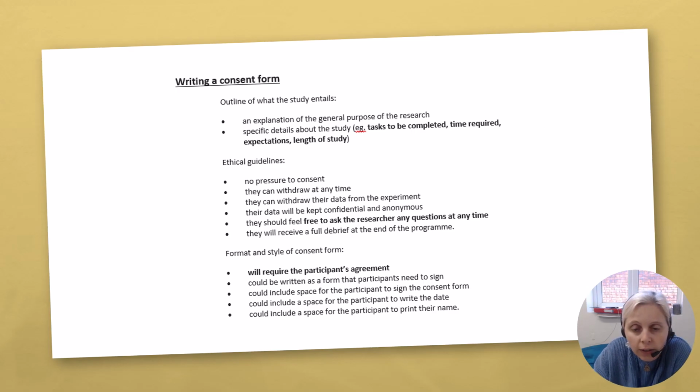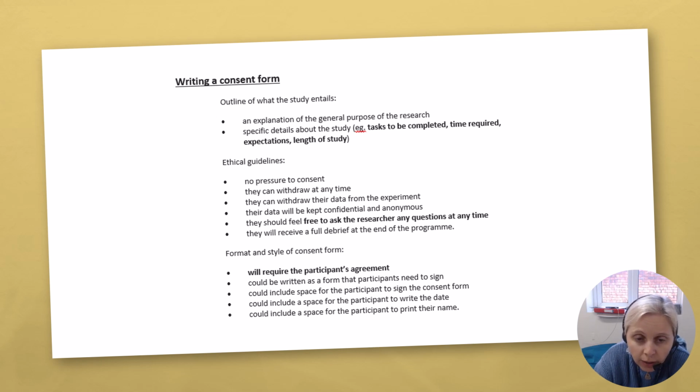This is just an example of a checklist of what you want to include if you're writing a consent form. Obviously, the general purpose of the research, all the details that participants would want to know. You have to think, if I were to take part in a study, what would I want to know? I want to know how long it is, what tasks I have to do, if there's going to be anything embarrassing, what to expect. You have to include ethical guidelines, no pressure to consent, that they can withdraw at any time, that the data will be confidential, and that they can ask questions at any time.